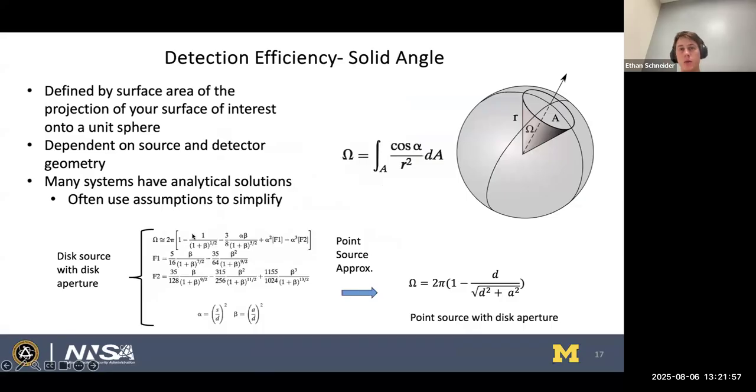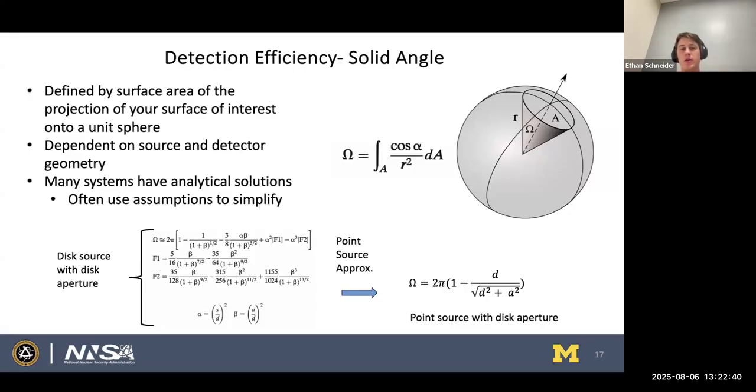Another component of that equation that was given was our solid angle efficiency, or our geometric efficiency. This is just defined by the surface area of the projection of our surface of interest onto a unit sphere. So you can think of it as the area, or like the shadow, that our detector gives whenever we put a light source nearby. What's that area, or how many photons produced by our isotropic source will actually pass through a detector? So you can imagine this is very dependent upon our source definition and detector geometry.